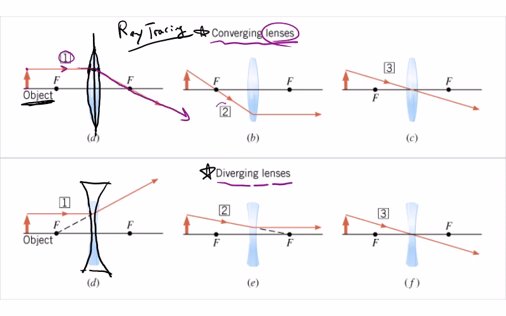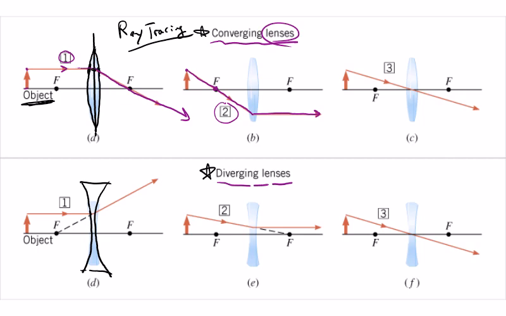And then another possibility is it can go from the tip of here, it can go through the focal point. And when you do that, you try to do it through the focal point on the same side of the converging lens as the object. You're going to see something a little bit later that this doesn't have to be this way, but it's normally this way. And then it'll come off parallel, like so.